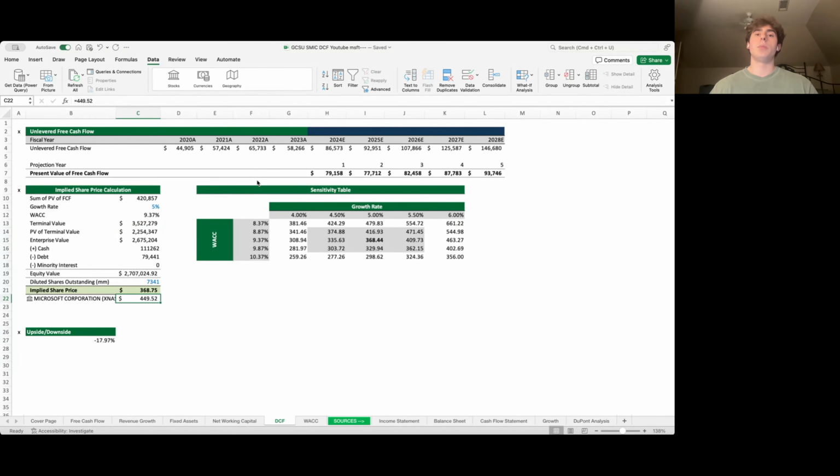This shows that a DCF is more of a valuation range, just because there's so many assumptions that come into play. And this is all for the DCF valuation.